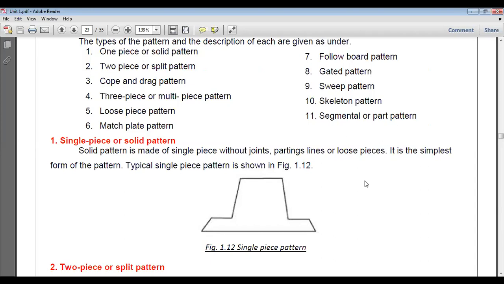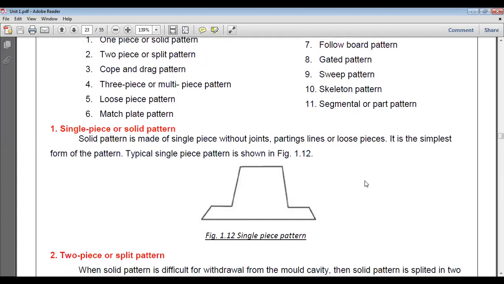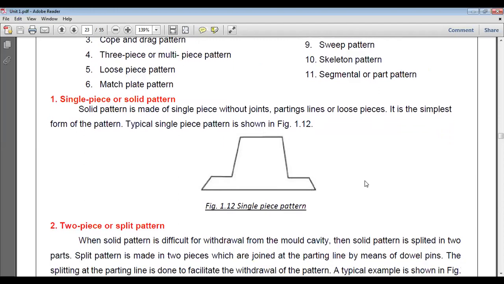But this is not the case with all the parts. Mostly parts are complicated and have different geometries, difficult geometries, and difficult physical appearances. So these parts cannot be made by this single piece or solid piece pattern. This solid pattern can only be used for castings which have a very normal, easy and smooth shape. For the others we will be using two-piece pattern, three-piece pattern, multi-piece pattern, etc. So first we talked about single piece pattern, which is a very convenient and simple shape, and in that case we use single piece pattern.